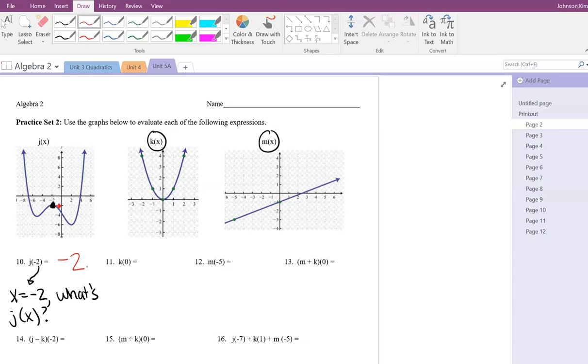I'm going to actually skip 11. I'm going to go to number 12 because I want you to see when you get an output that isn't the same as the input. So number 12 says find m of -5. All right, so the question is, now the x value is -5. I want to know what's m of x.